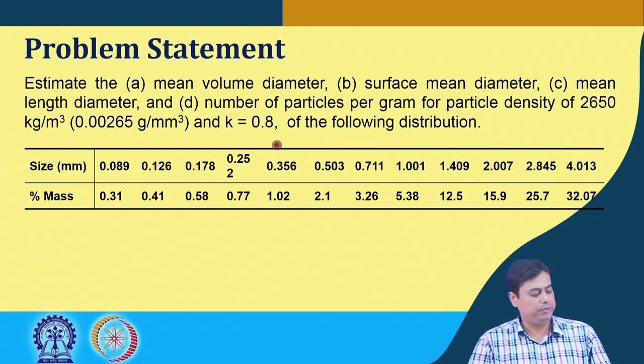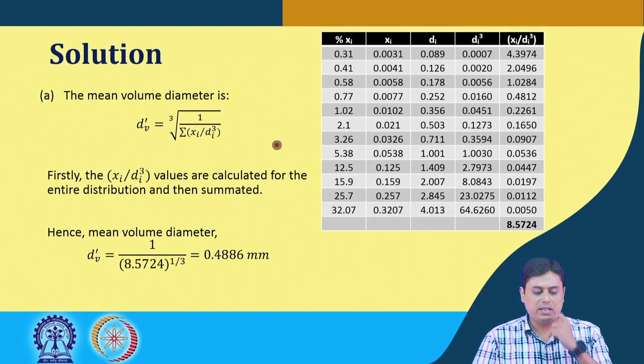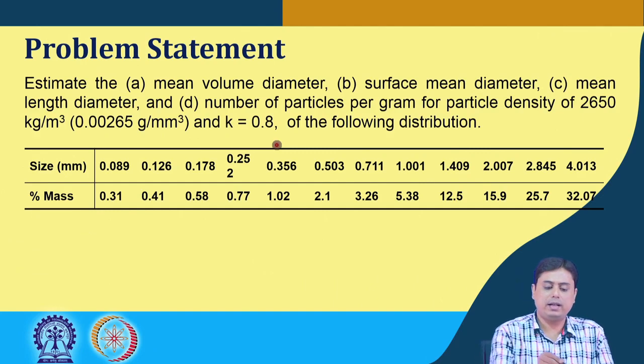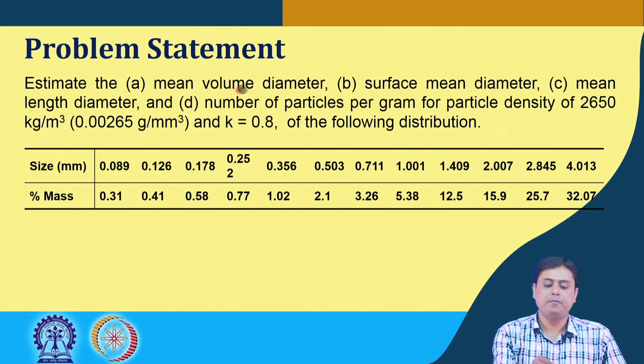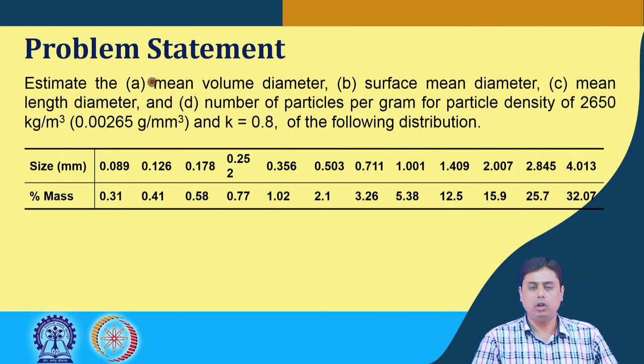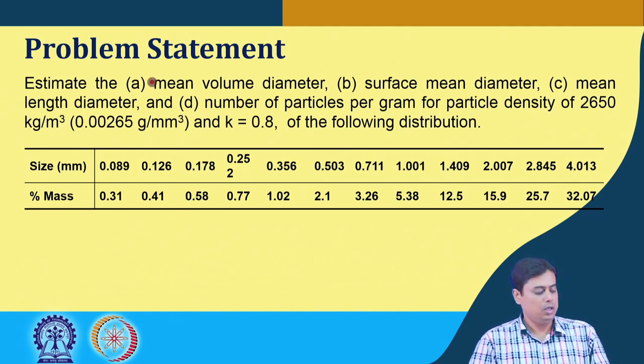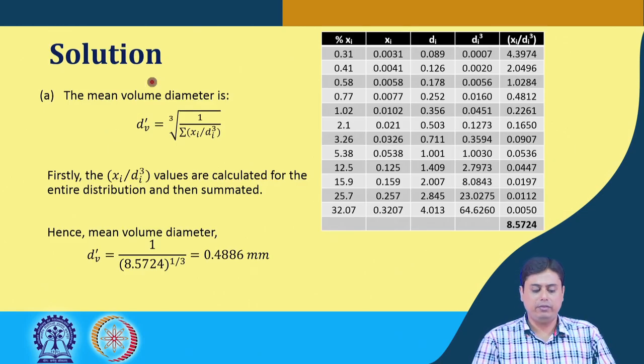Similar to the previous example, first of all we have to note what is required. The first thing is the mean volume diameter. Again let me emphasize that where the word mean is written is important. It is the mean volume diameter, which is different from the volume mean diameter. So, accordingly we pick our definition.